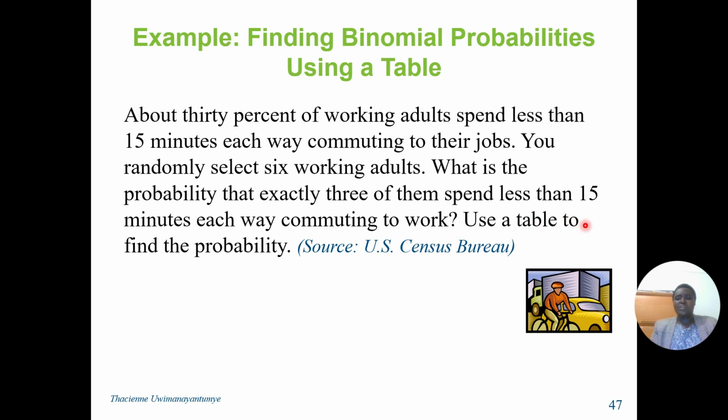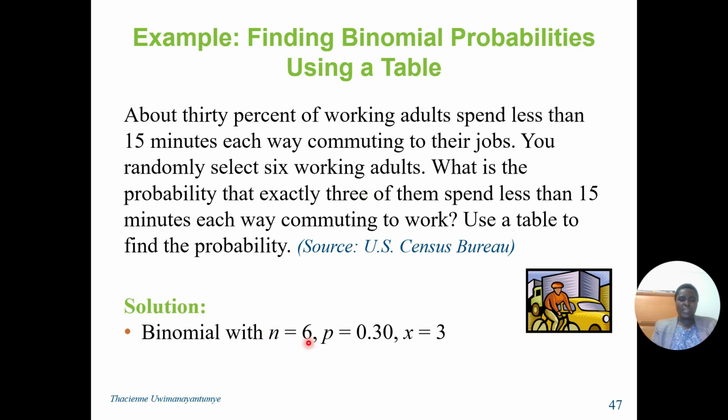Then we are going to use a table to find this probability. So using a table, what do we do? We need to know N, and in our case, N is 6 because they have selected 6 working people, and the probability of spending less than 15 minutes going to work is 0.3, because we have 30%, and X number of people. We are asked to find, among the 6 people, the probability of having 3 of them spending less than 15 minutes to go to work.